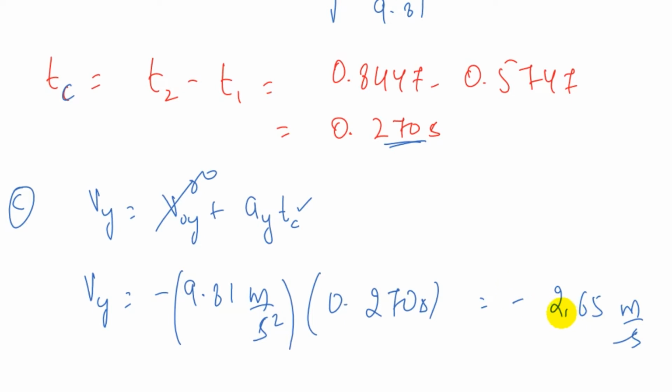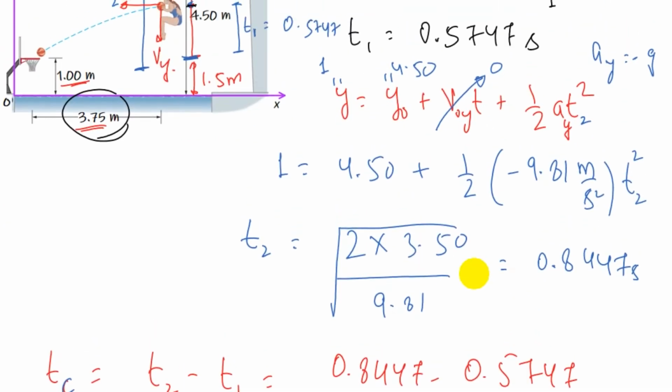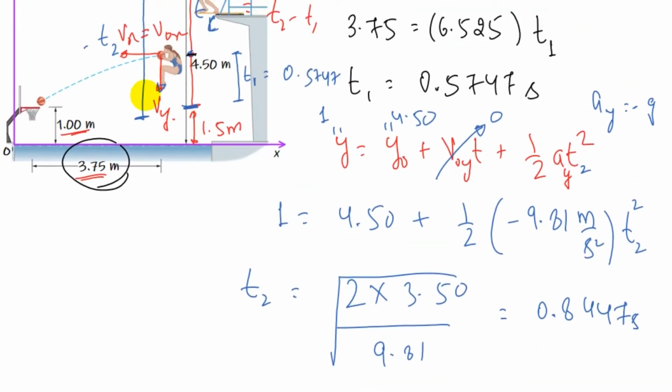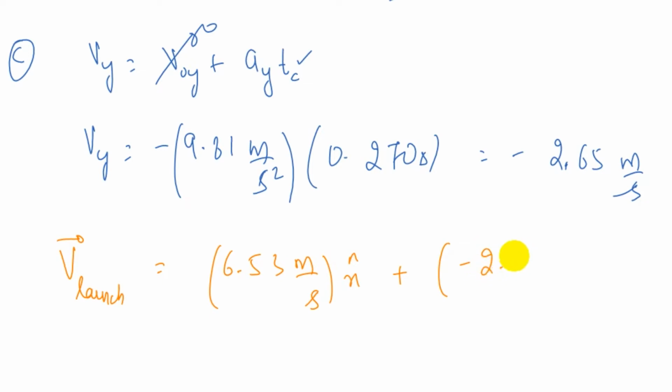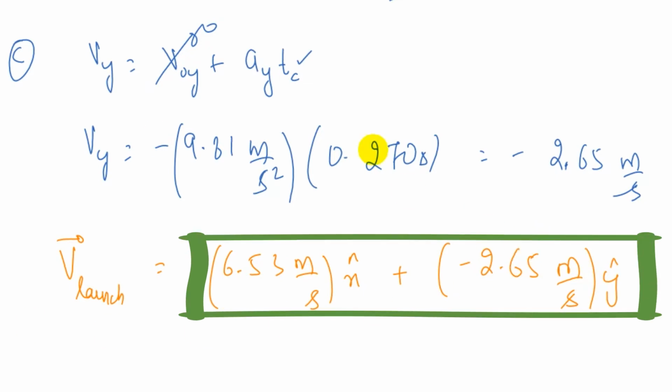And the negative sign basically denotes that the component of velocity will be in the downward direction, right? Now we can easily write the vector form of velocity. So this is the velocity at the time of launching. So x component we have 6.53 meter per second and the unit vector is x cap. Then plus the y component, we have minus 2.65 meter per second, and this is y cap. So this is the answer for the C part.